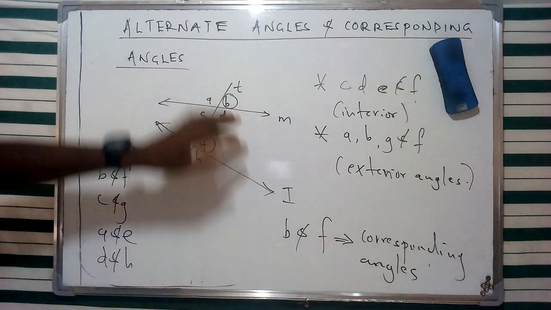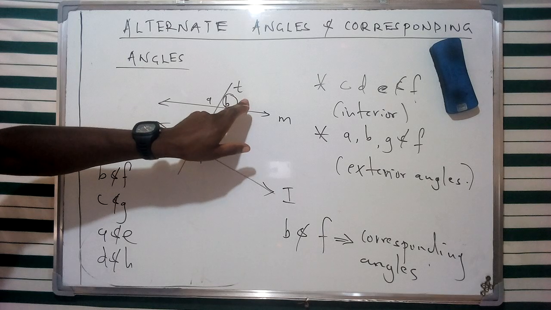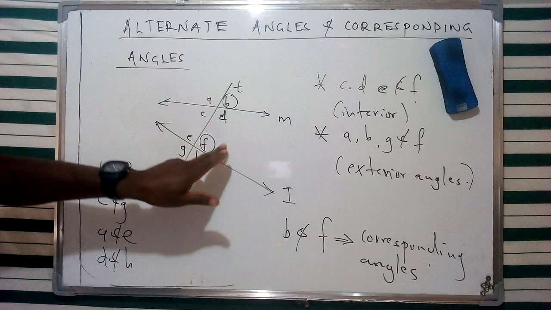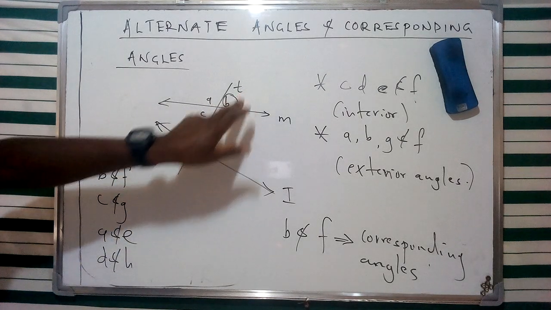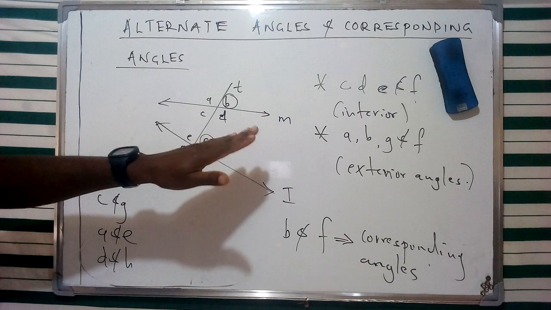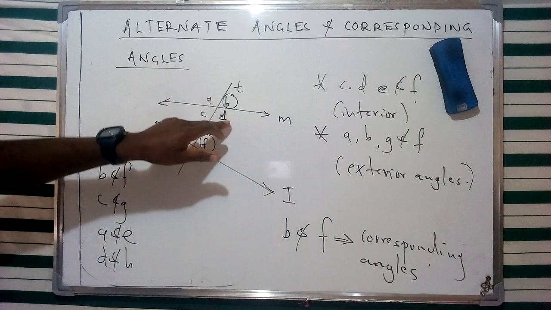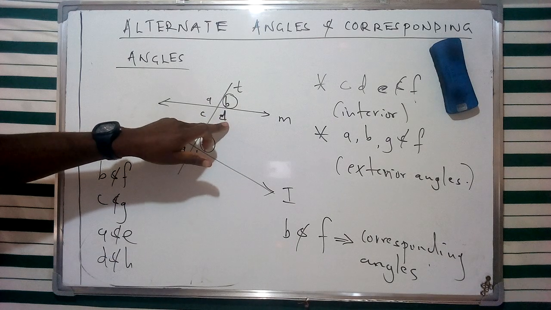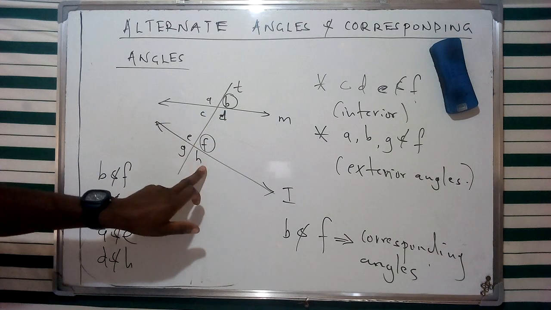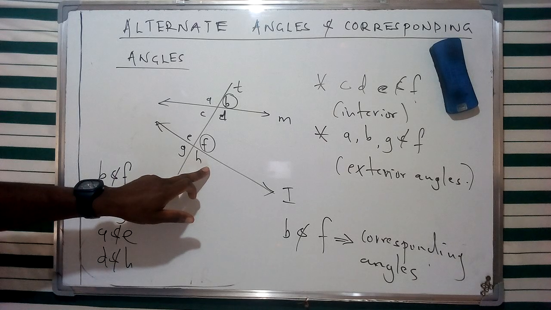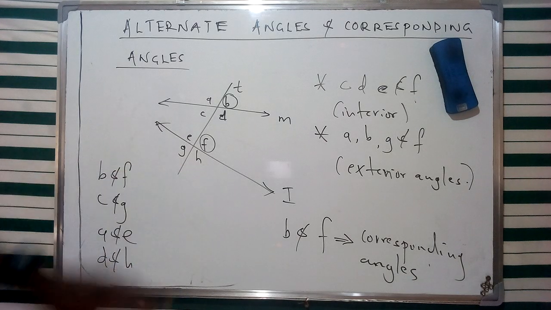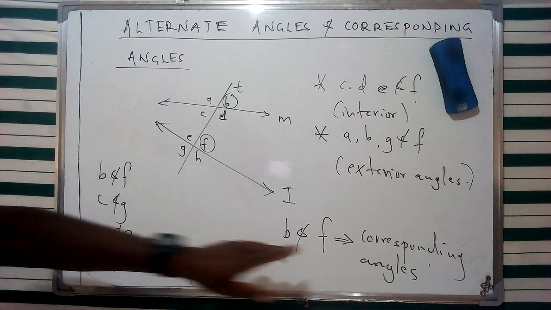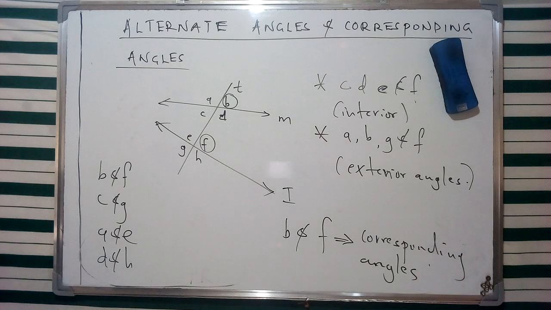So for the top right corner of this line M, I'm having B. For the top right corner of line I, I'm having F. So this is a corresponding angle to this. Using that same analogy, for the bottom right corner of M, I'm going to have D, and for the bottom right corner of I, I'm going to have H. So D and H are going to be corresponding angles in that respect.